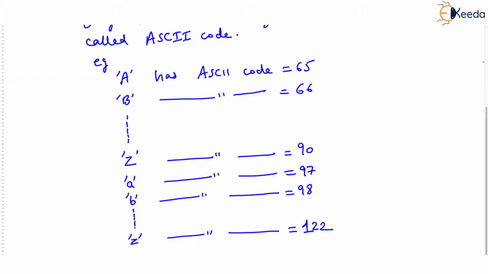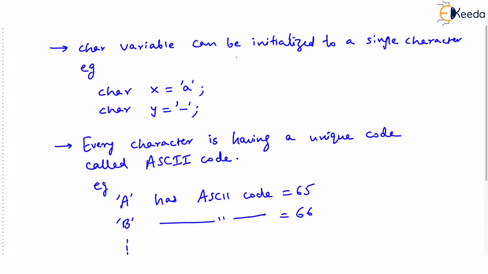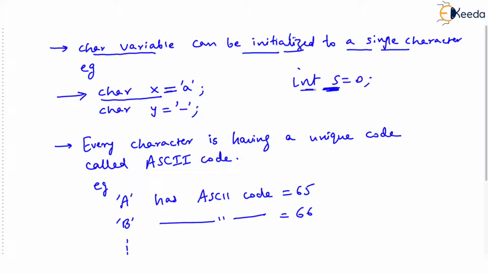Now some more fundamentals of character data types. You can even initialize a char variable to a single character. Consider this line. Now you know char x means x is a char data type variable, and while declaring we have initialized it to A. This is like we often say int s equal to 0. We have declared s of integer type and we have initialized it to 0. Like that, characters also can be initialized.